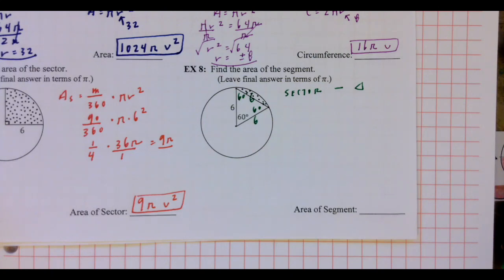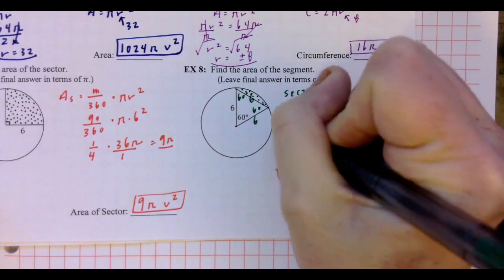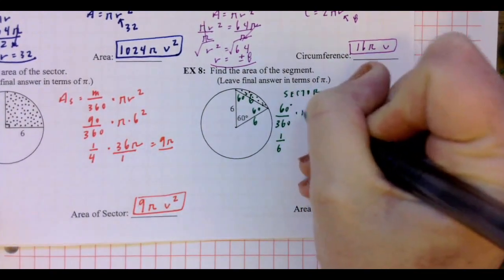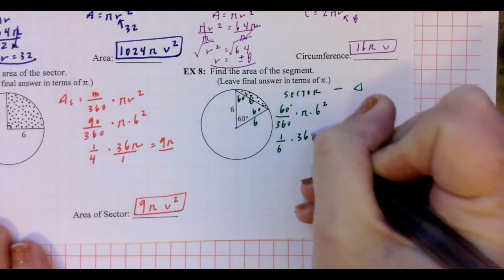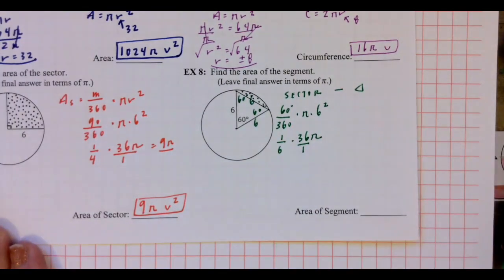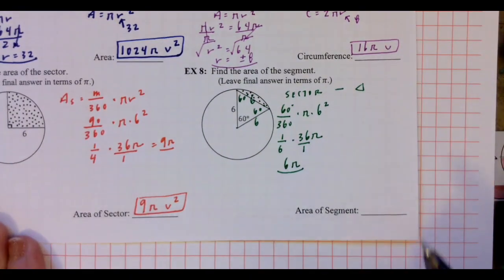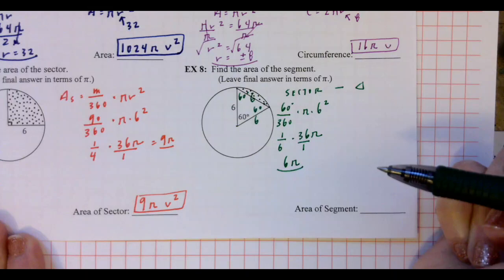So first I'm working on the sector. So I know it's 60° to 360, right? So it's like 1/6 of the circle times pi times 6 squared. So 36 pi. Again, put it over 1, right? And 36 over 6 is just 6. So the sector has an area of 6 pi. If this whole piece was shaded, that would be 6 pi.